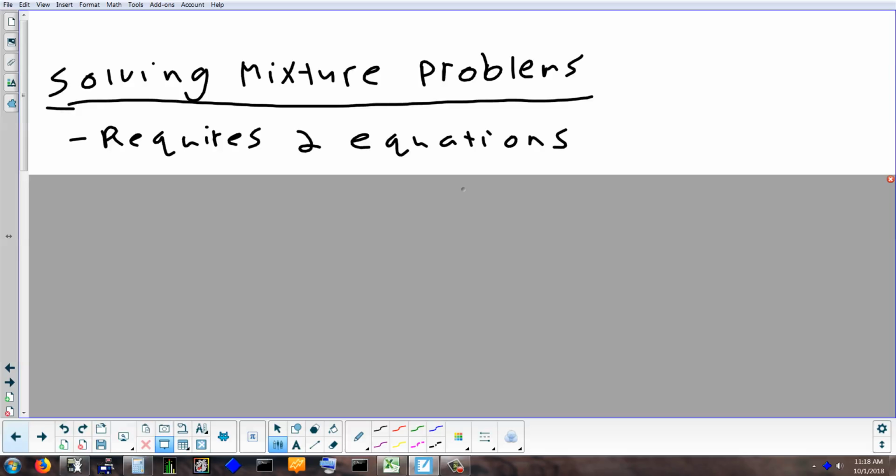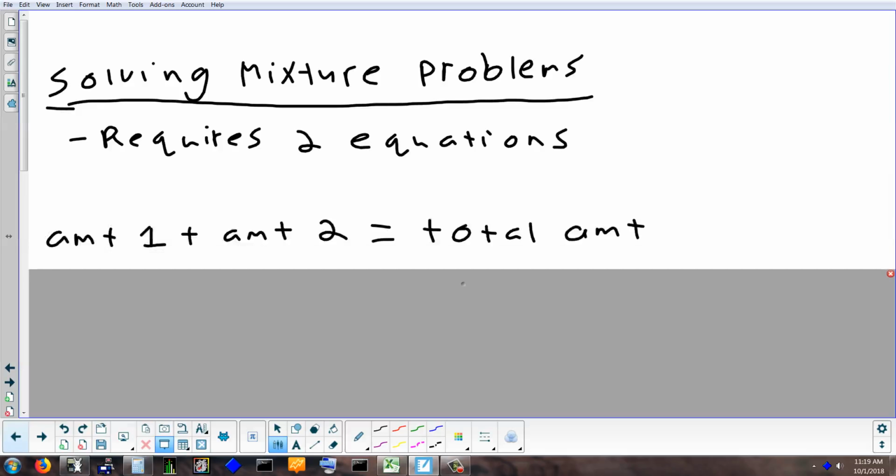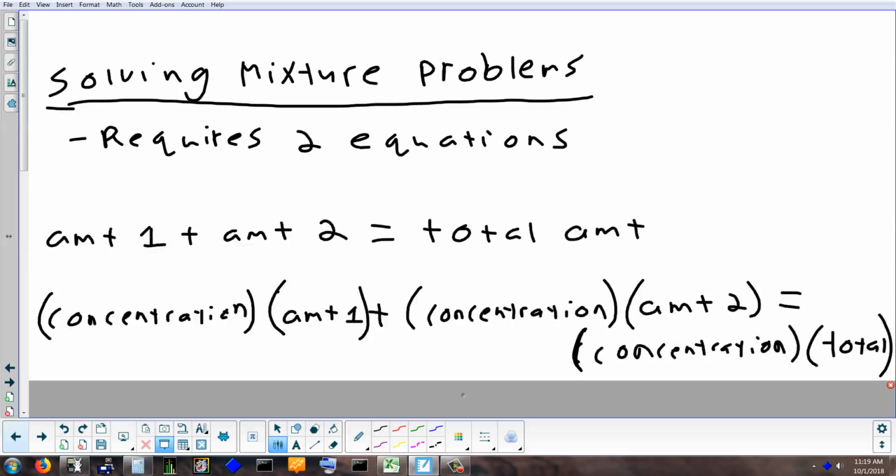So one equation is going to have to do with the total amount. Say, 10 gallons. One of the equations has to do with how much stuff you want, and the other equation has to do with the concentration you want, like 83%. So these are the two equations you have to set up. The first one is pretty simple. Amount 1 and amount 2 are going to be variables, usually x and y. So you usually have something like x plus y equals how much stuff they want you to have when you mix it up.